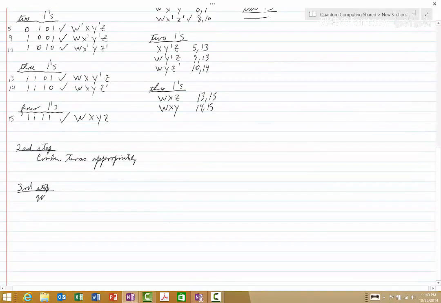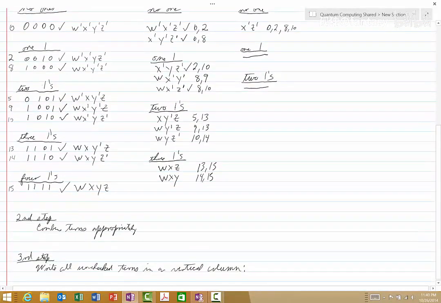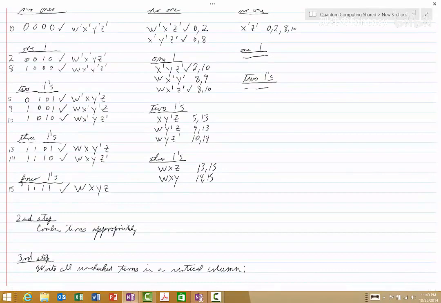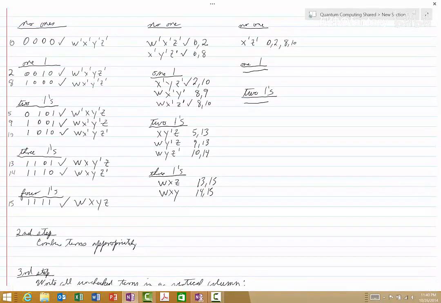write all unchecked terms in a vertical column. Okay? So we want to go back to our work here and look at all the terms that are unchecked. Okay, so we have everything in the first column has a check mark by it.